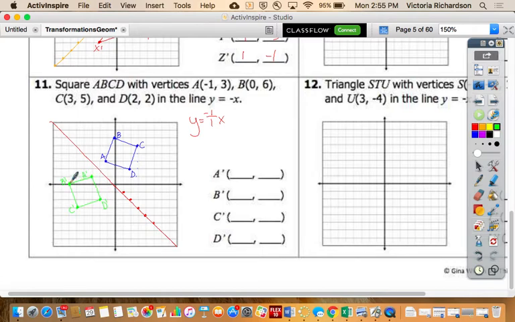Okay. So now I want you to figure out how the ordered pairs changed and use that same information to work number 12.